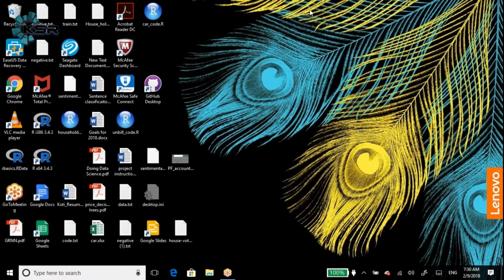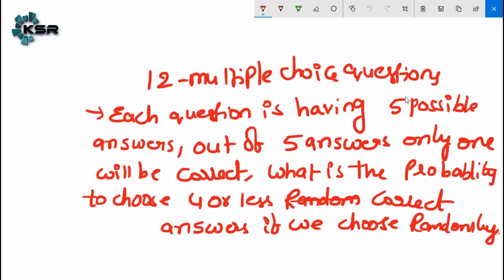Guys, who are on the call? Koti, this is an example of the binomial distribution, right? Yes. The binomial should have only 2 outcomes, right? True or false, 1 or 2, like that. Yes, but here we have many options. 5 possible answers, out of which only one can be correct. Your answer is either correct or wrong.